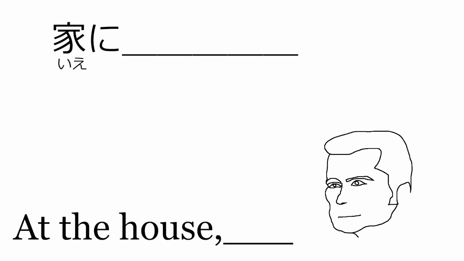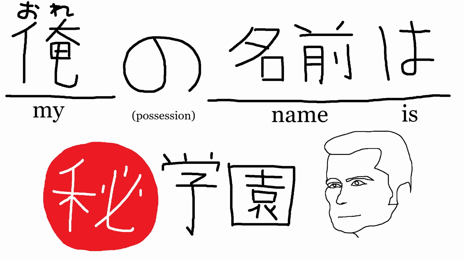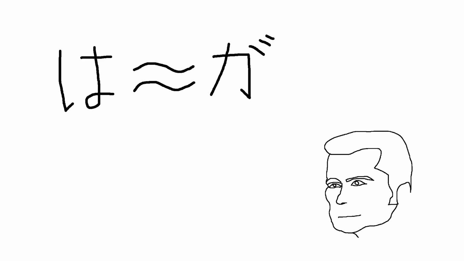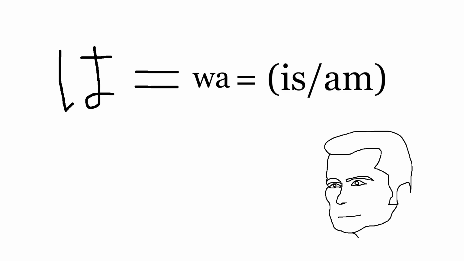日本に行きます。3時に出かける。駅に乗ります。家に and then whatever. No is what you would use for when you're referring to someone's possession. 俺の名前は、あの人の気持ち、狐の悪魔. Ha is like ga except for two things. In particle form, it's pronounced wa. And second, it basically acts the same as is and am.